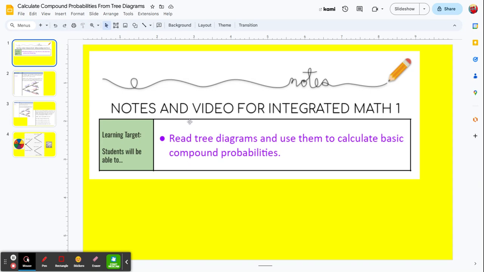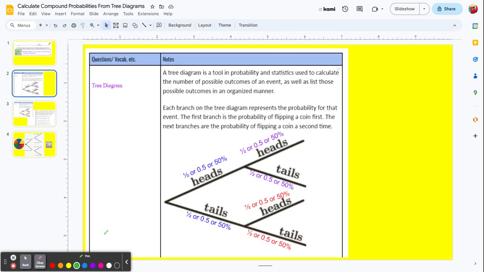This video demonstrates how to read tree diagrams and use them to calculate basic compound probabilities. A tree diagram is a tool in probability and statistics used to calculate the number of possible outcomes of an event, as well as list those possible outcomes in an organized manner. So in our example here, we have two events, flipping a coin twice.